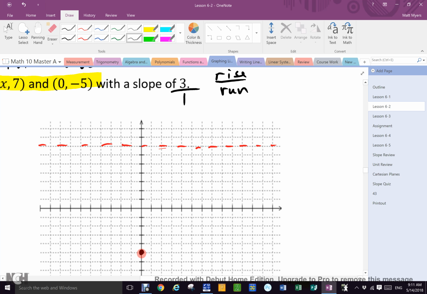It's positive, so where's my rise? Up. 1, 2, 3. What's my run? Right? How far? 1. Am I at the red line yet? Nope. 1, 2, 3, 1. Again, 1, 2, 3, 1. Am I at the red line? What's my x value? 1, 2, 3, 4. Did we do our math correctly?